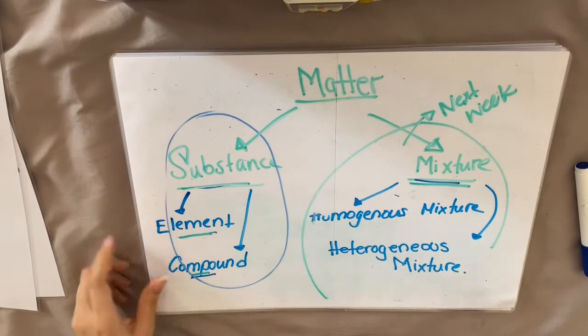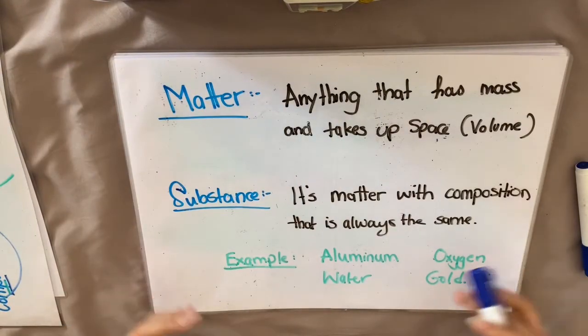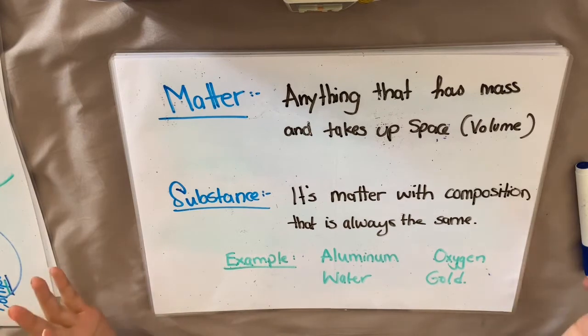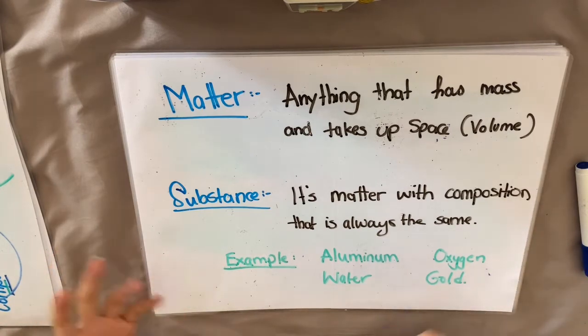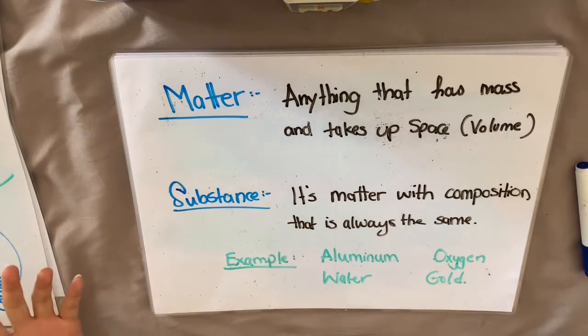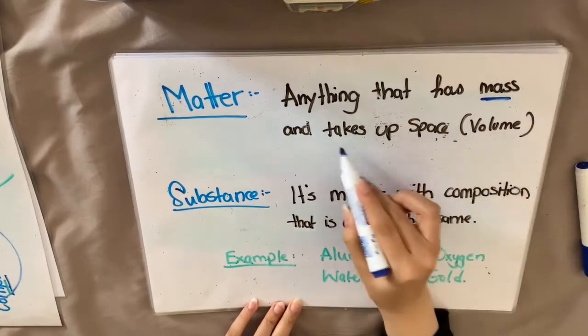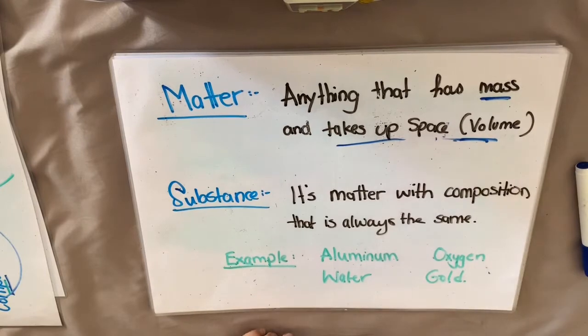Okay, so what is matter? Matter is technically anything that has mass and takes up volume. So what's the difference between the matter that makes up wood and the matter that makes up water? Let's see how we can answer these questions. And our simplest question, what is matter? Which is anything that has mass and takes up space, which means it has volume.